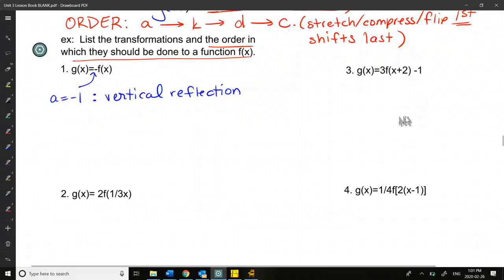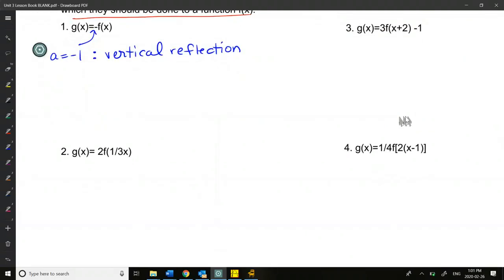Okay, number 2. What do we have here out of A, K, D, and C? Moving down here. Josh. So I only really have 2 numbers here, so I don't think I can have an A, a D, and a C. Oh, that's okay. Do you want to try 2 for us? So A and then K. Yes. So here A is 2, and K is 1/3.